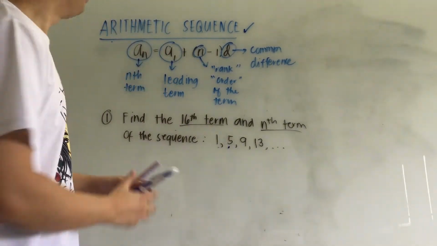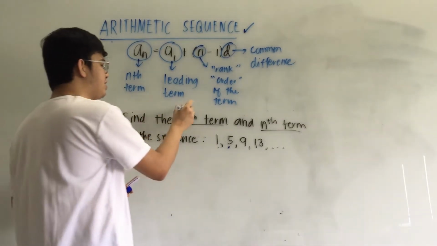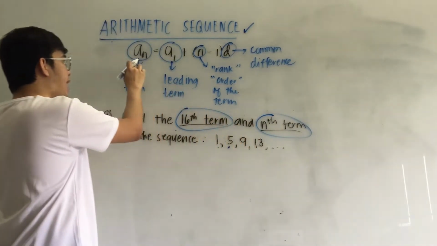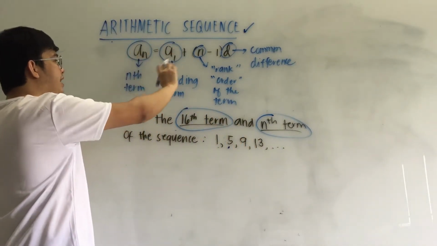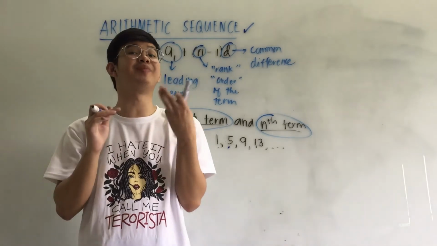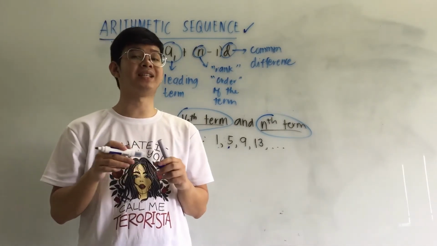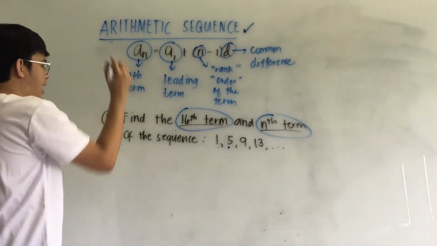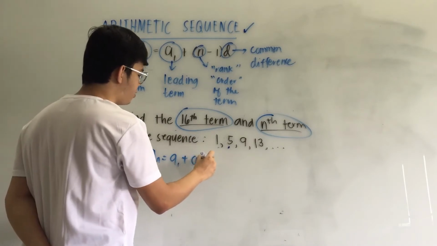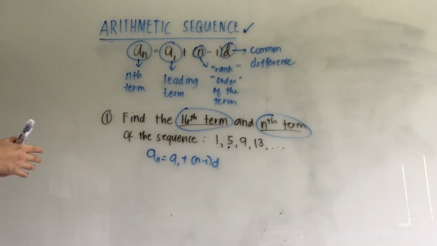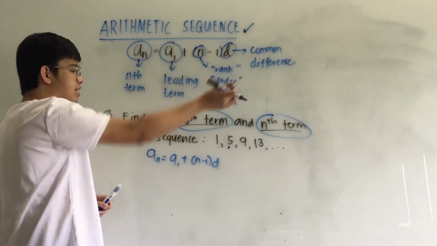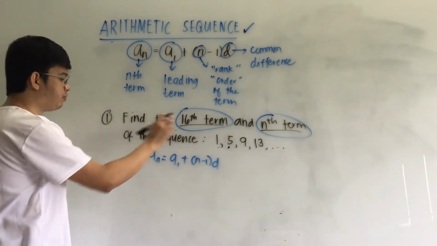Now, since we're talking about the 16th term, we're going to find the nth term. So therefore, we will be using the a sub n formula. Again, if you will be solving for a specific term in an arithmetic sequence, you have to use a sub n, okay? And that is just what? a sub n equals a sub 1 plus n minus 1 times d. Now, of course, earlier we solved that your d is 4. Now, we just have to find n.